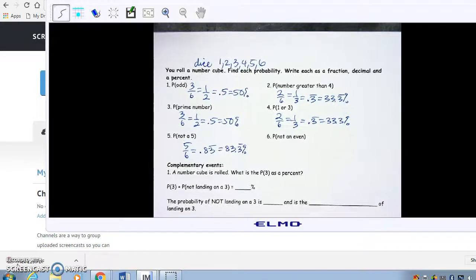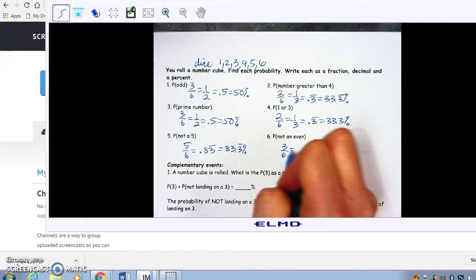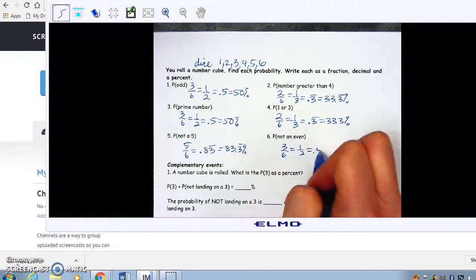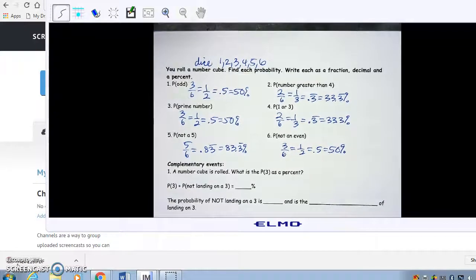And the probability of it not being an even. Well, if it's not an even, it's an odd. I feel like we already did that problem in number 1. 3 out of the 6 are odd or not even. Okay, just a little bit more.